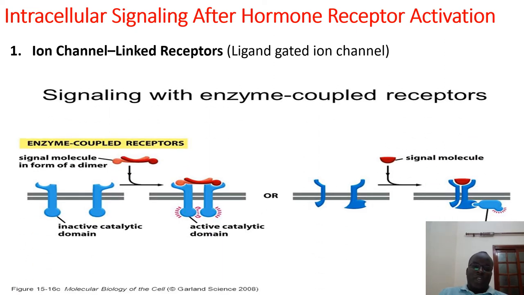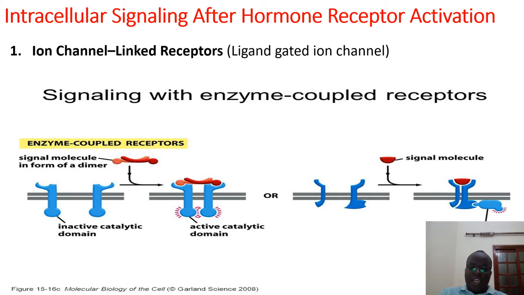An example there is the signaling with enzyme-coupled receptors. You can see in this diagram, in the first part, you don't have a hormone or signaling molecule binding to the receptors. Then the enzymatic domain is in inactive form. You can see the inactive catalytic domain, meaning that this enzyme is not active. But the moment the hormone or the signal molecule comes and binds to the receptor, there is activation of the enzyme part of this receptor. So we have the active catalytic domain of the receptor.